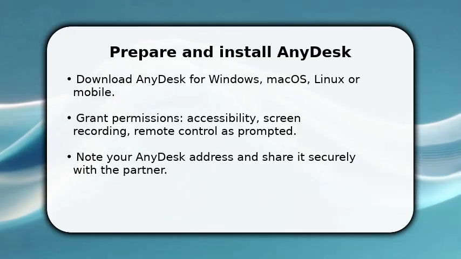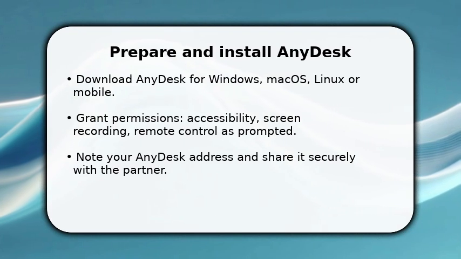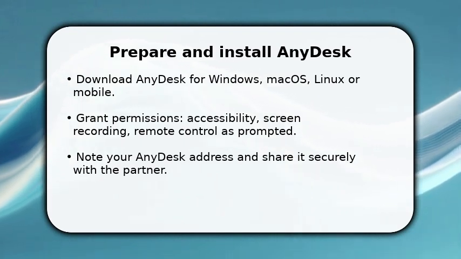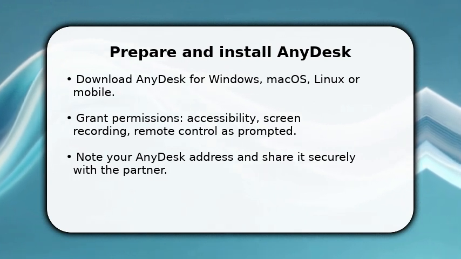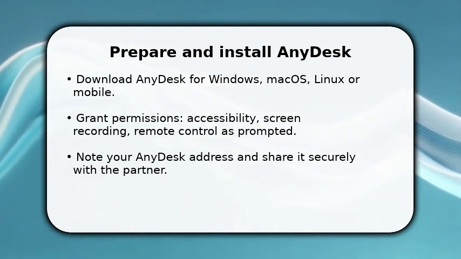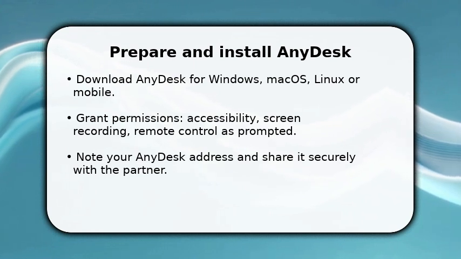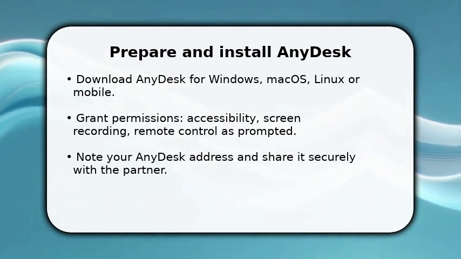You start by installing AnyDesk on both machines. Do it now so you can move quickly. Once installed, open the app and note the 9 or shorter character AnyDesk address it shows. Make sure to grant requested permissions like screen recording or accessibility on macOS or Windows to enable remote control.